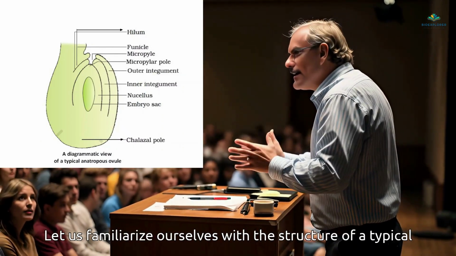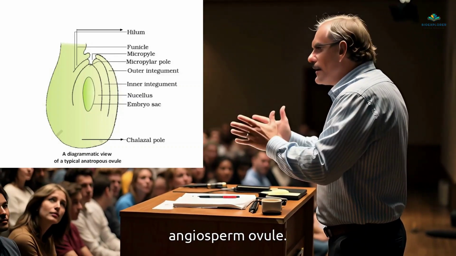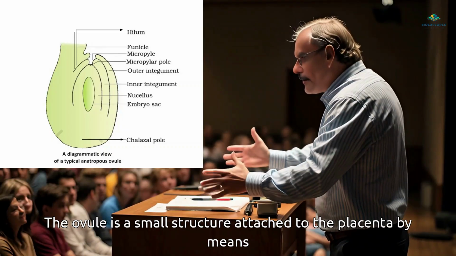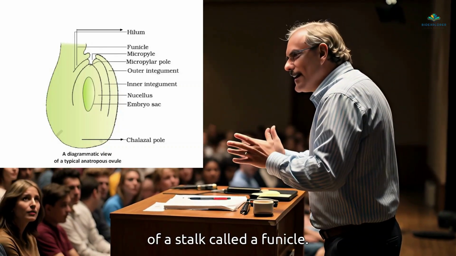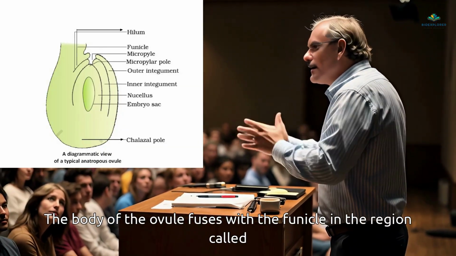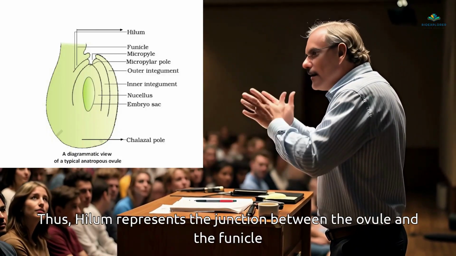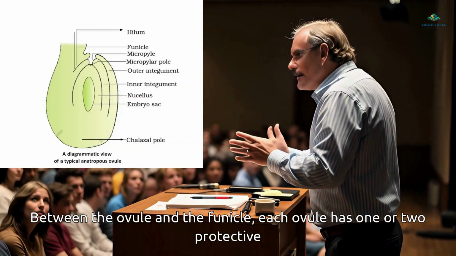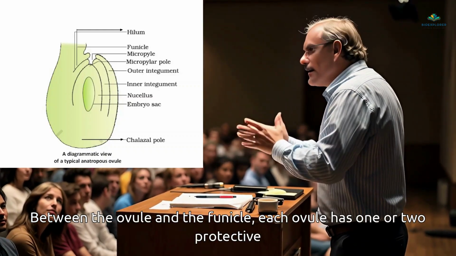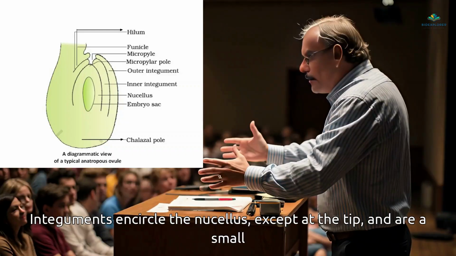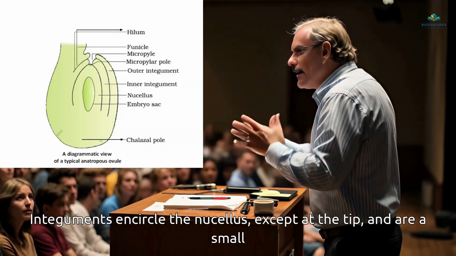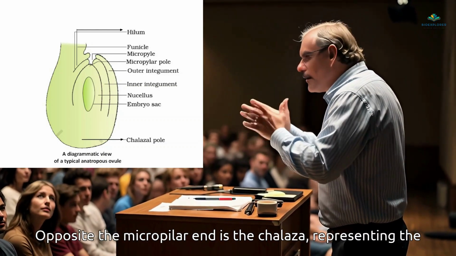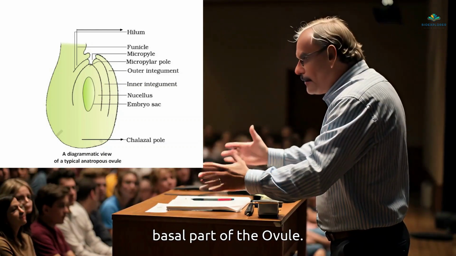Let us familiarize ourselves with the structure of a typical angiosperm ovule. The ovule is a small structure attached to the placenta by means of a stalk called funicle. The body of the ovule fuses with funicle in the region called hilum. Thus, hilum represents the junction between ovule and funicle. Each ovule has one or two protective envelopes called integuments. Integuments encircle the nucellus, except at the tip where a small opening, called the micropyle. Opposite the micropylar end is the chalaza, representing the basal part of the ovule.